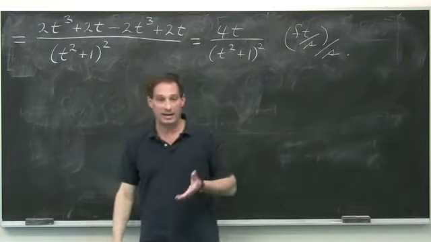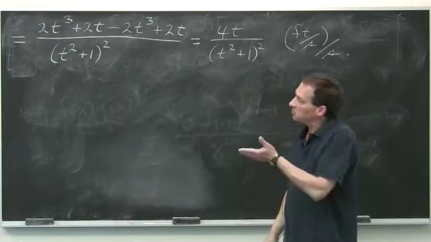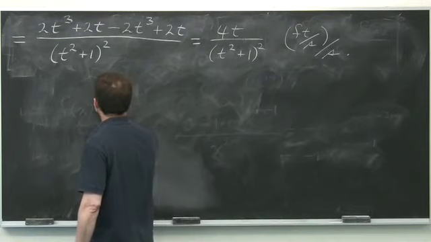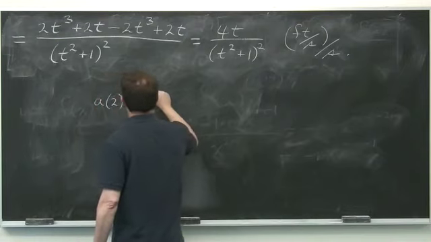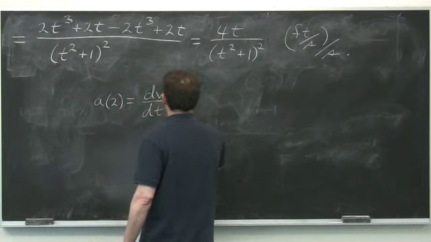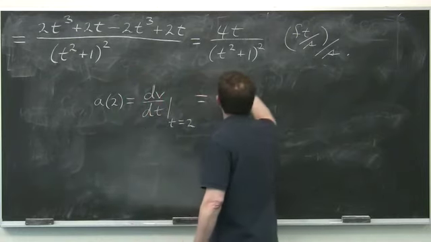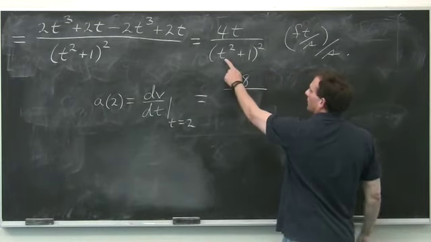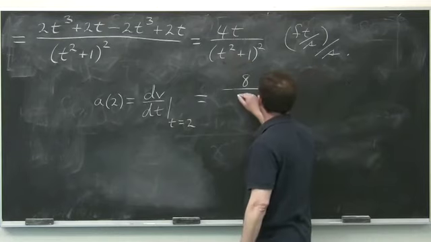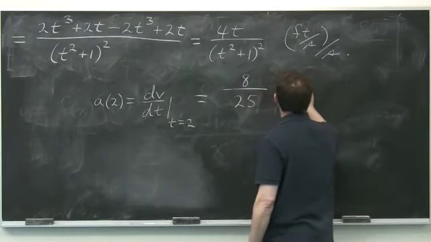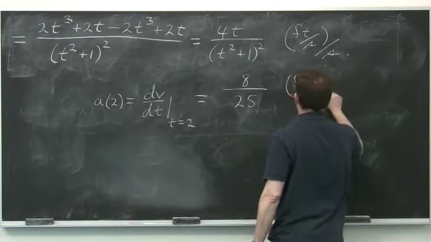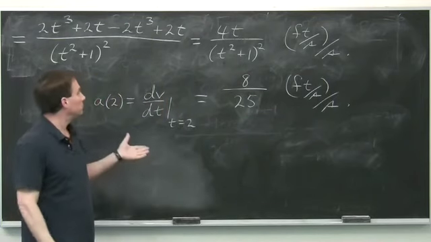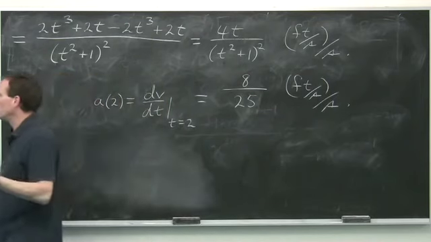That's the acceleration at any time t. The problem asks for what's the acceleration at time 2 seconds. So we want a at time 2, or dv/dt when t equals 2. That just means you plug t equals 2 into this, so you get 8 over 2 squared, 4, plus 1, 5, 5 squared, 25. 8/25 feet per second per second. All right, so that's an example of using the quotient rule.